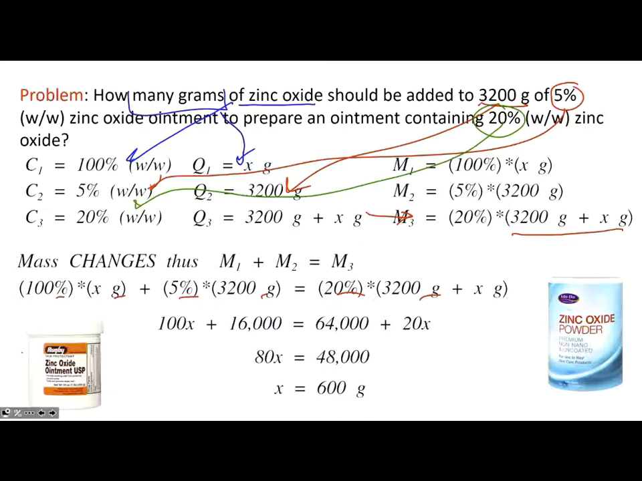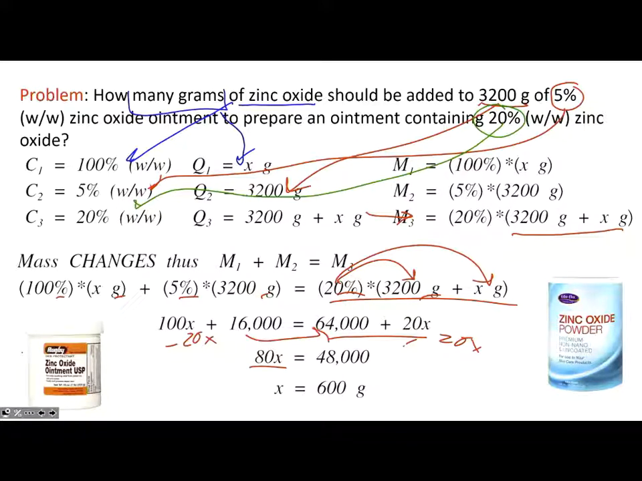Make sure you can do this. To multiply this part, you have to take the 20% times the first number and 20% times the second number. So when you multiply that together, you get 20 times 3,200, which is 64,000, plus 20 times X, which is 20X. Make sure you can get this out of that. Just make sure you're okay with that. Now it's a simple algebra section. Let's subtract 20X. If I subtract 20X on both sides, I get 80X. And if I move this over, 64,000 minus 16,000 is 48,000. Solve for X by dividing by 80, and you get 600 grams.